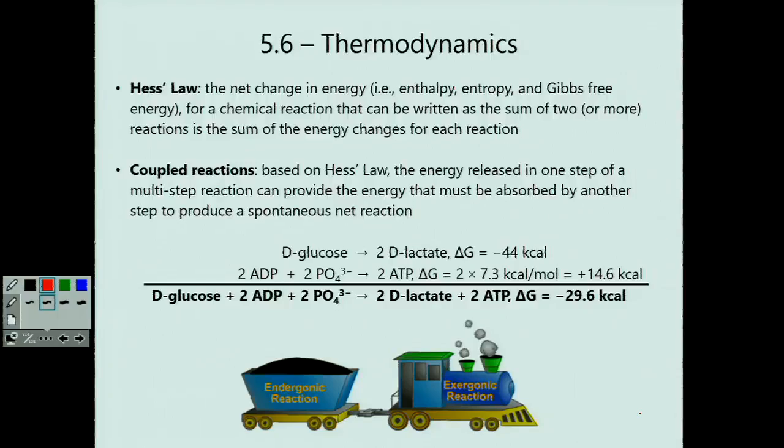So Hess's law simply says that when you have multiple steps in a transformation, the net energy change for the process is the sum of all of the individual energy changes of each individual step. And as long as the totality of all the steps, after you've added them up together, gives you a negative delta G, the whole thing will happen spontaneously.